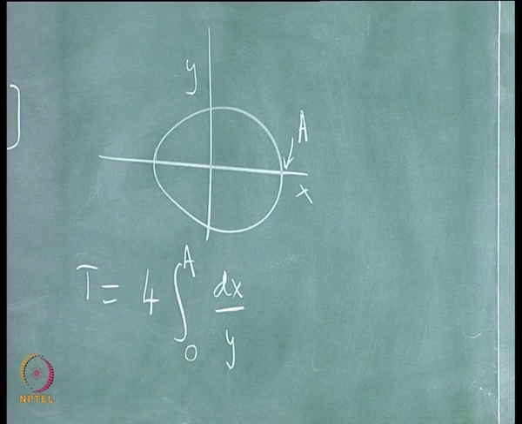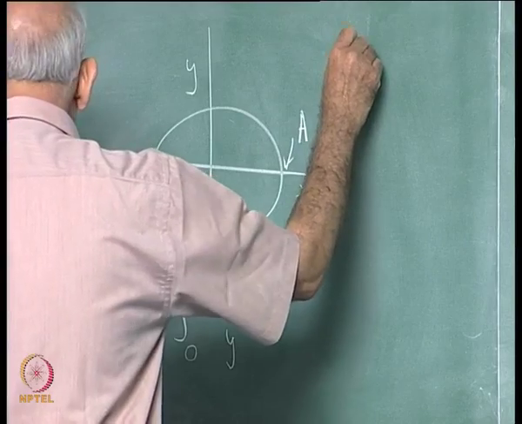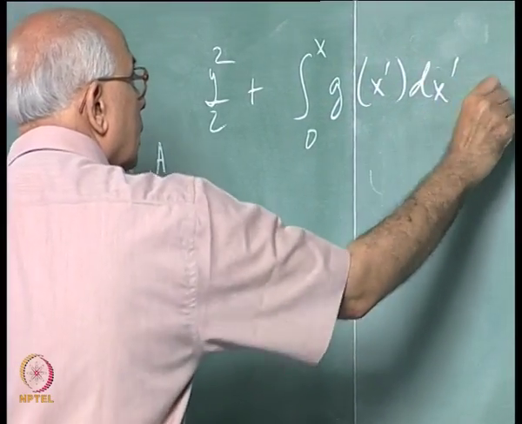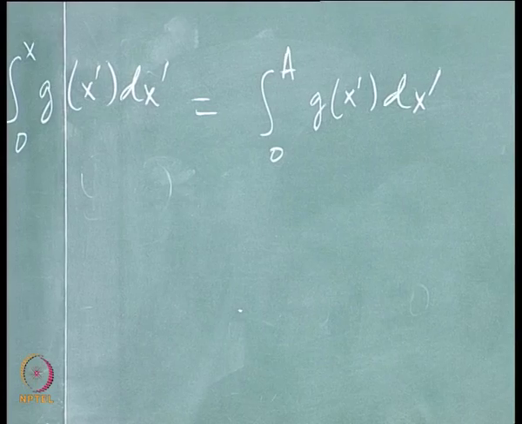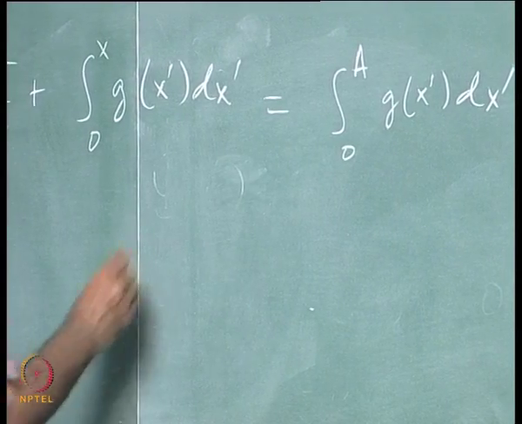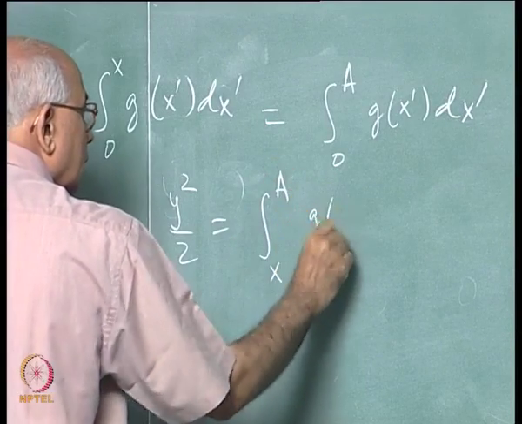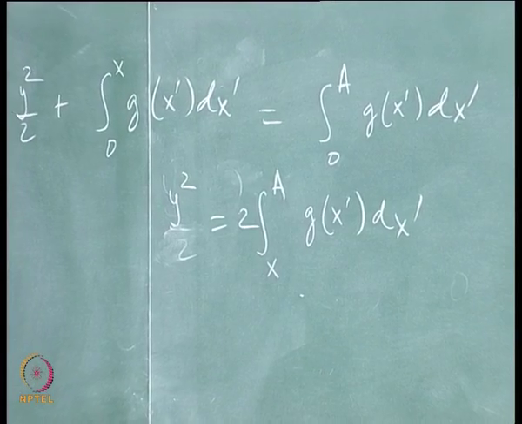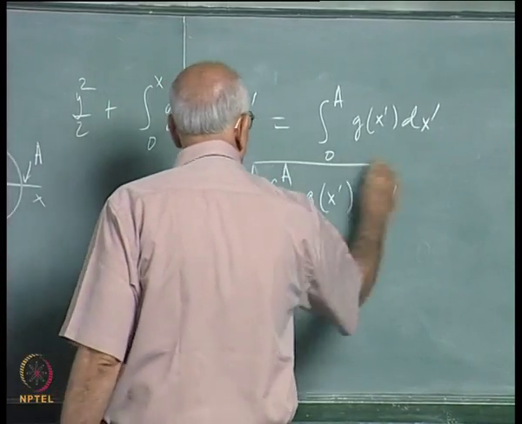In this case, what is y on this trajectory? We know that y squared over 2 plus the integral from 0 to x of g of x prime dx prime is equal to the integral from 0 to a of g of x prime dx prime. That is the total potential, the maximum value of the potential energy. So this implies that y squared over 2 is equal to the integral from x to a of g of x prime dx prime, with a 2 there, and on this segment x dot is positive, y is positive. So y is equal to the square root of this whole thing.